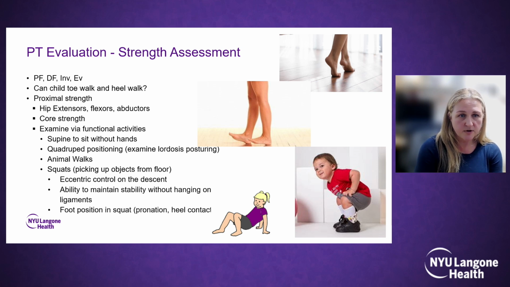And I just listed some common things we'll look at, just to see how they move and grade the quality of the movement. So if they're doing a squat, can they control the descent of the squat? Can they get their heel contact? Little toddlers are able to be like this guy in the picture, where they can just perform that deep squat with heel contact, no problem. Are they able to stabilize? Are they hanging on their ligaments? So those will all give you clues to how their strength is overall.